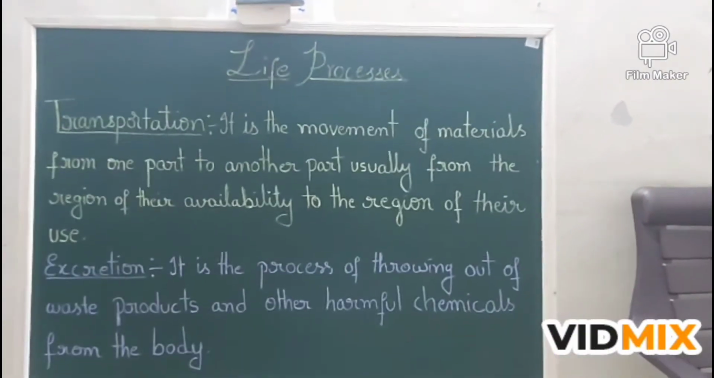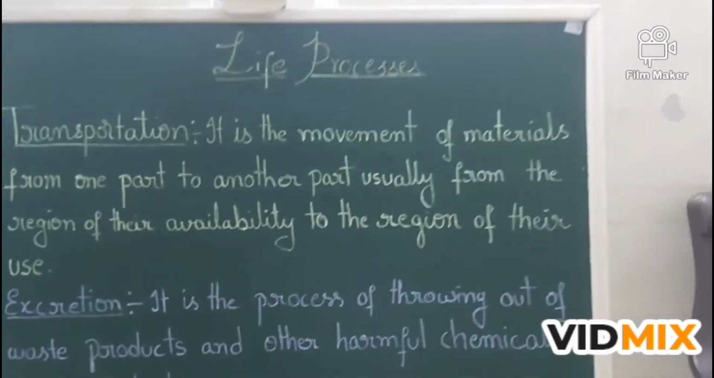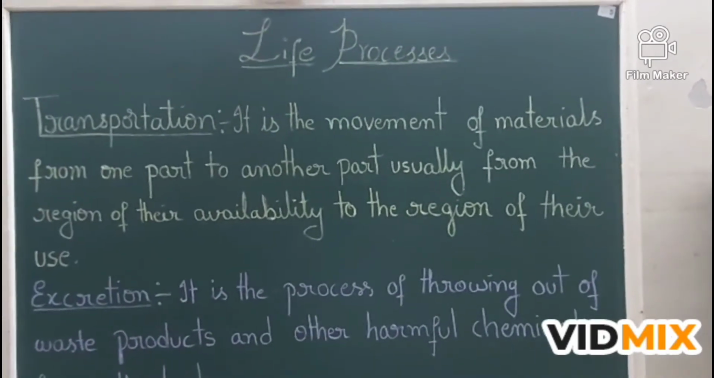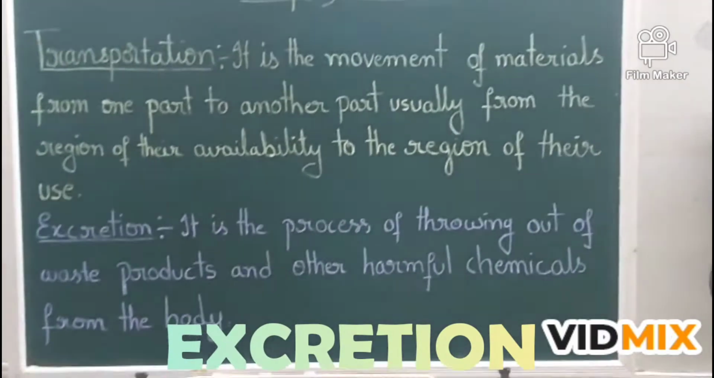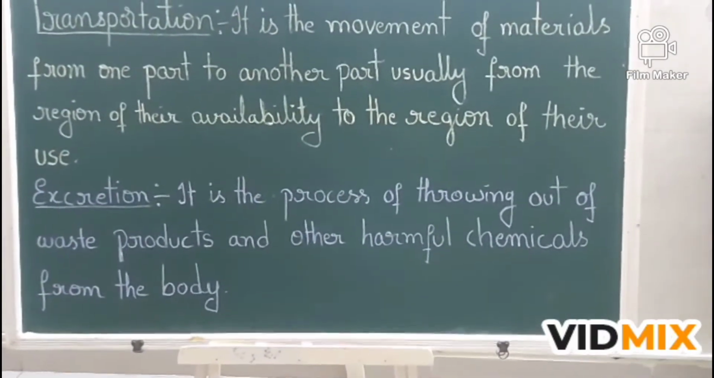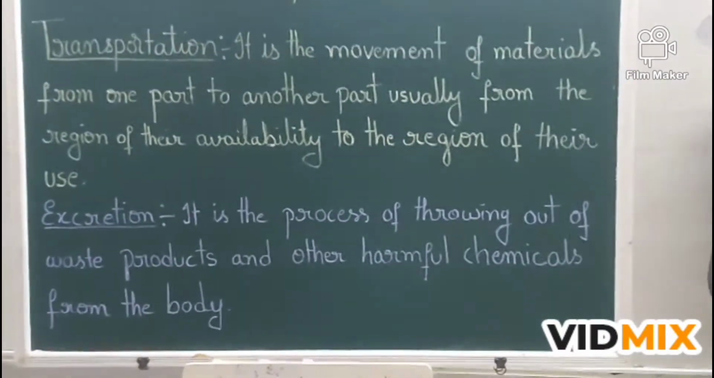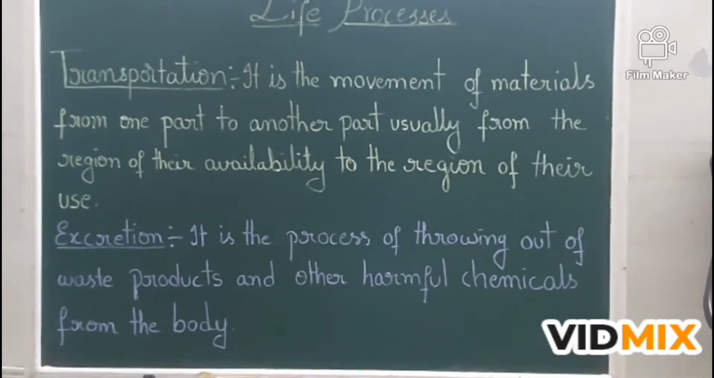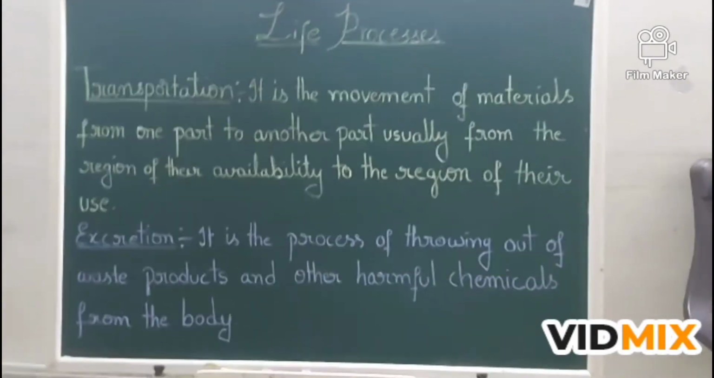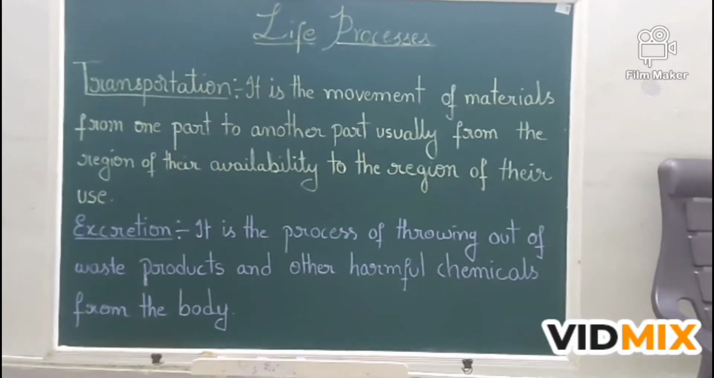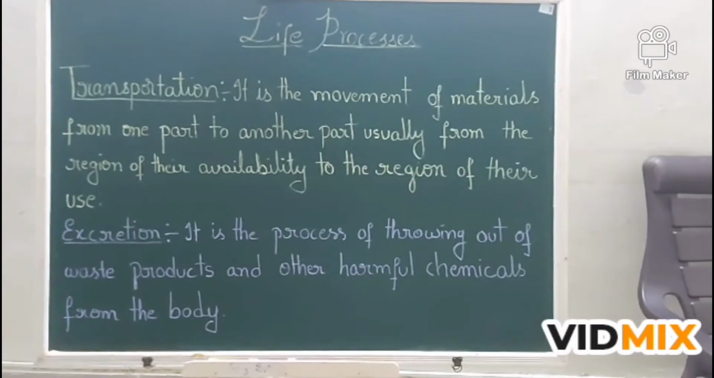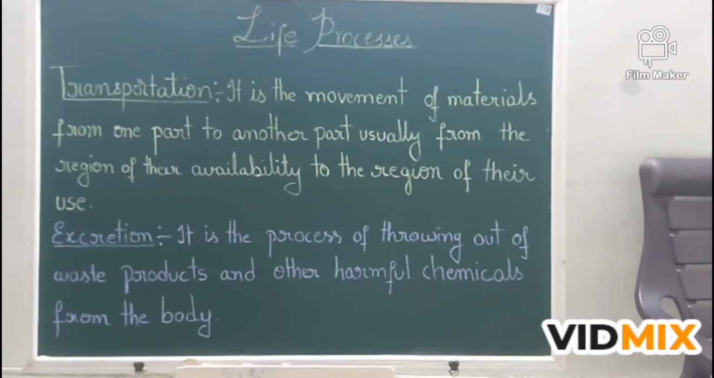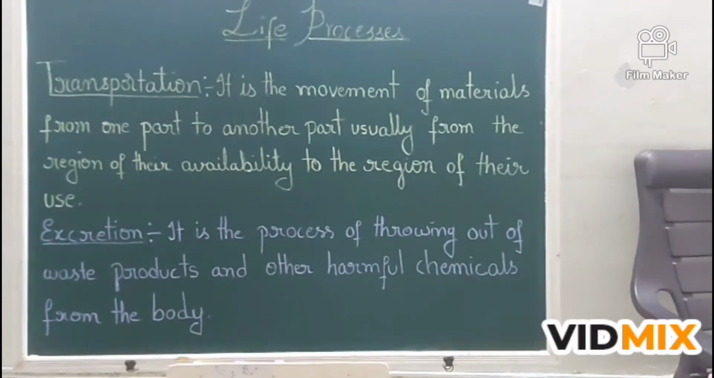Transportation. It is the movement of materials from one part to another part, usually from the region of their availability to the region of their use. Excretion. Chemical reactions use carbon source and oxygen for energy generation. They create byproducts. These byproducts are not only useless for the cells of the body, they could even be harmful. So they are to be removed by the process of excretion. Excretion is the process of throwing out of waste products and other harmful chemicals from the body.